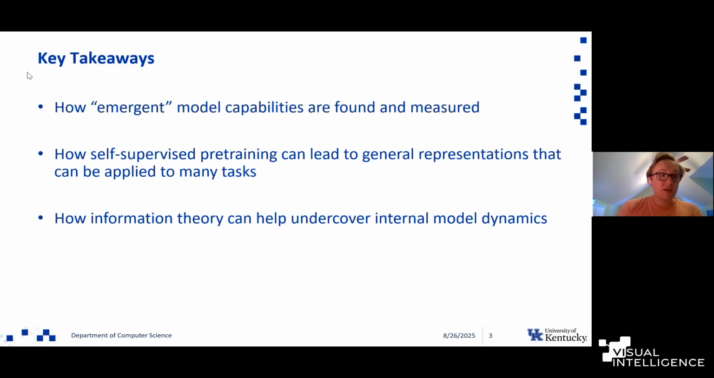So the key takeaways for this talk, we'll talk about how emergent model capabilities are found and measured. We'll talk about how self-supervised pre-training, which is the most common form of pre-training these days, can lead to general representations that are applicable to many tasks. And lastly, we'll talk about how information theory can be used to help uncover internal model dynamics and understand how information is flowing in large models.